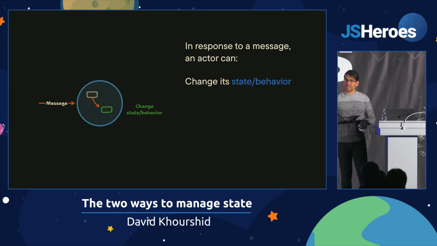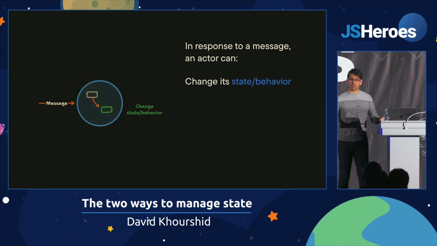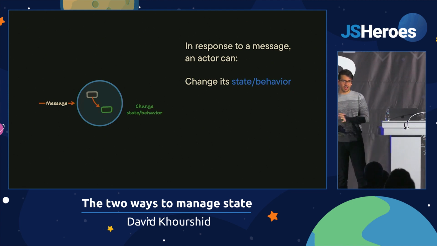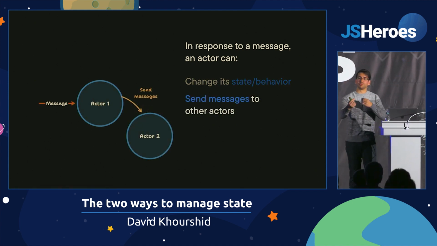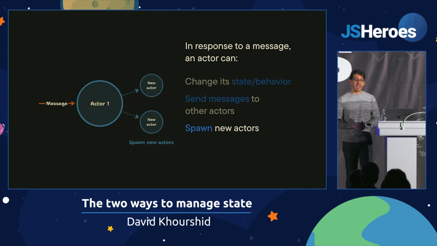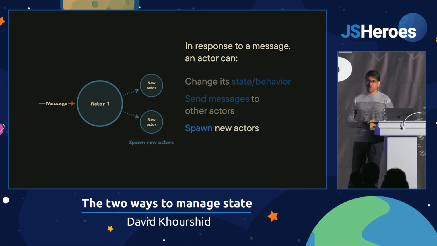So it could update its data. It could decide to do something else. Like if you're asleep and an alarm goes off, now your behavior has changed to waking up, hopefully. You could also send messages to other actors in response to receiving a message, and you could also spawn new actors. So yeah, this is the actor model.